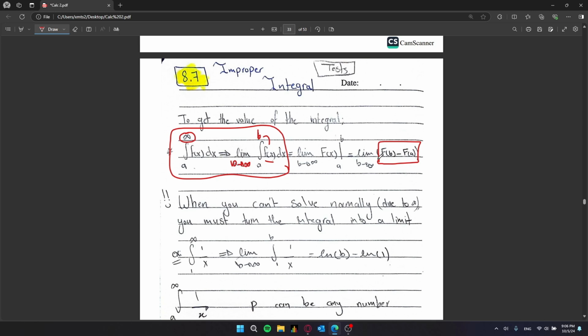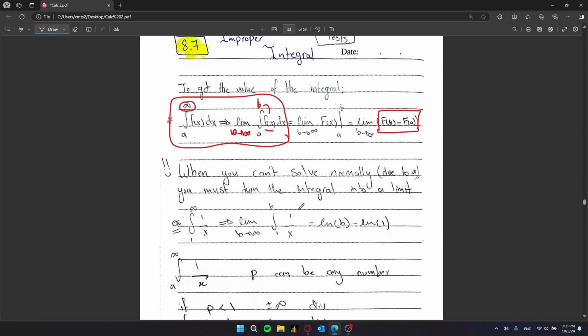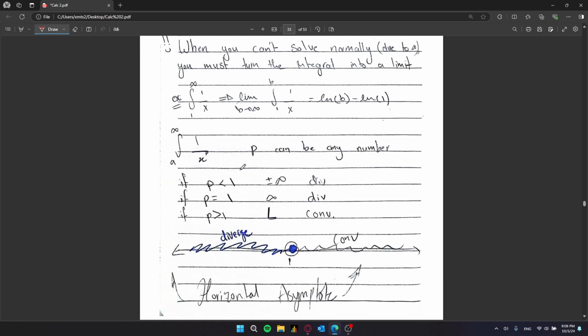So that is the whole premise of this lesson. It's just telling you that the integral is either going to diverge or it's going to converge, depending on this. Once you integrate it, depending on the value of p in this context, if the value is equal to or less than 1, it's going to diverge, and if it's greater than 1, it's going to converge.